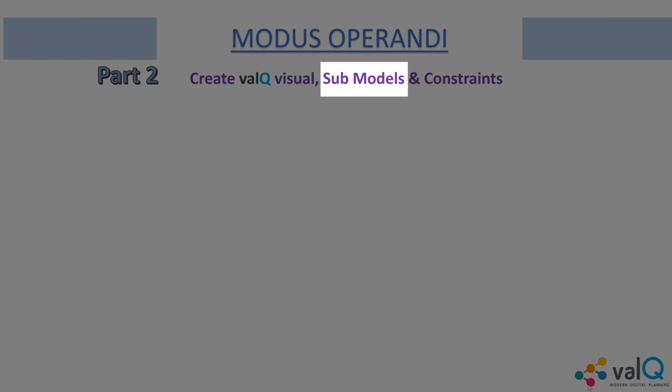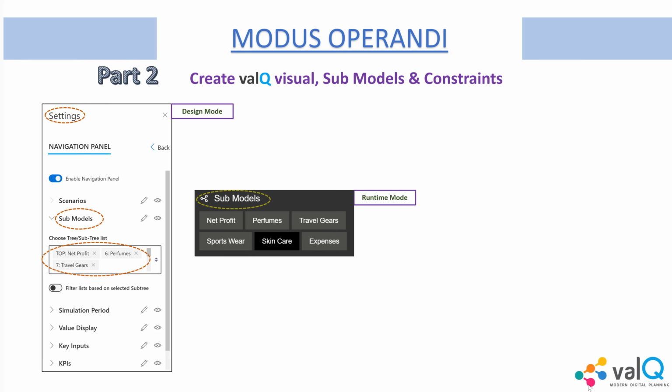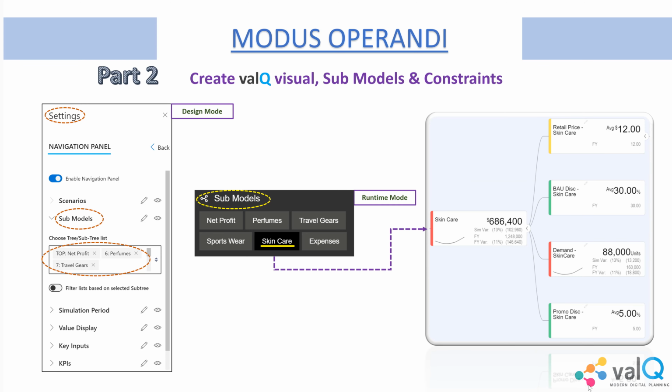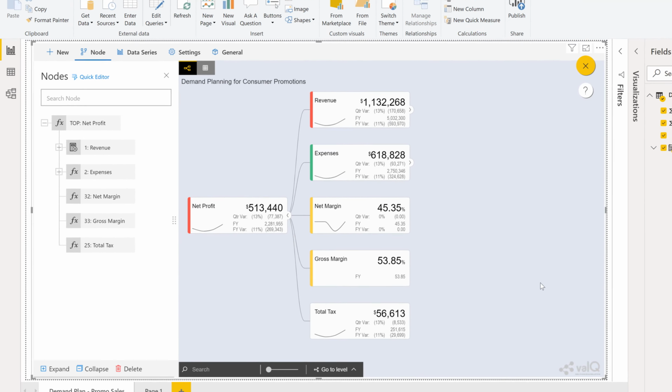Now let's talk about submodels. Submodels will be available inside design mode, in settings, navigation panel, submodels, and you can choose your tree structure, tree list, and you can call in the nodes from where you have to start the submodel. It's a very powerful tool. This feature can be seen in runtime mode, and in runtime mode, when you click a specific submodel, let's say skincare, it will straight away take you to the relationship of skincare with its respective children. It's instant, on-the-fly planning.